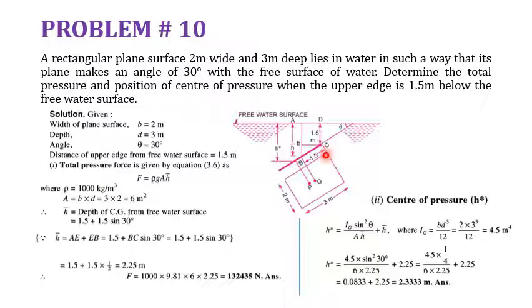So we have a rectangular surface which is 2 meter wide and 3 meter deep. It is placed in an inclined plane. This is the surface. It is placed in an inclined plane at an angle of 30 degrees from the horizontal. And its upper edge is 1.5 meter below the free surface.